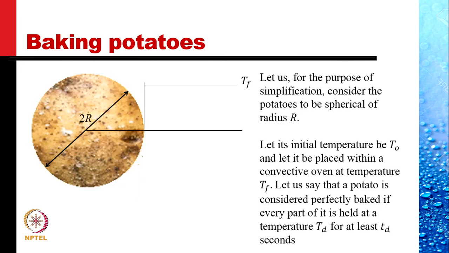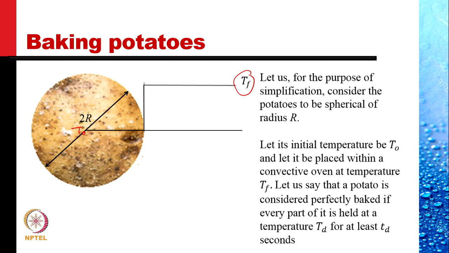Let's, for the purpose of simplification, consider the potatoes to be spherical of radius r. Initially, this black line represents the temperature. This is the initial temperature T naught throughout the potato. Temperature Tf is the temperature in the oven. The air in the oven is at temperature Tf and is heating the potato by convection.